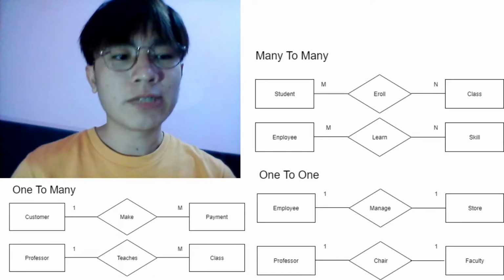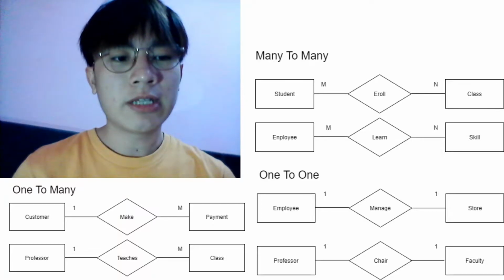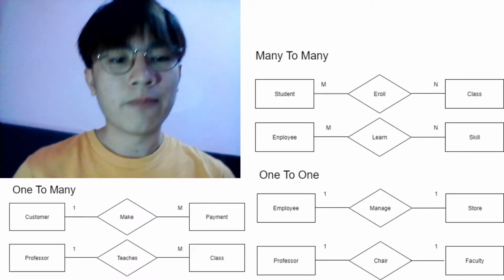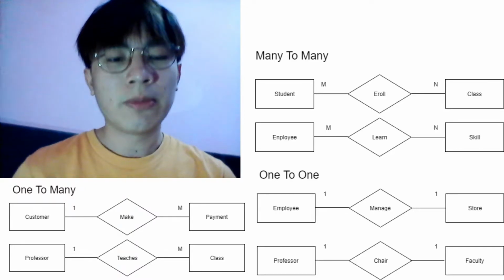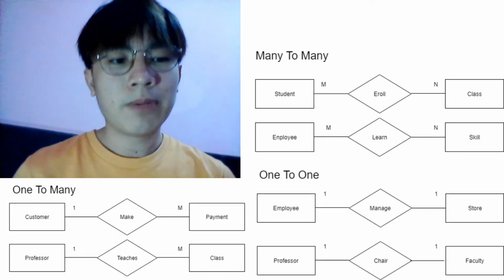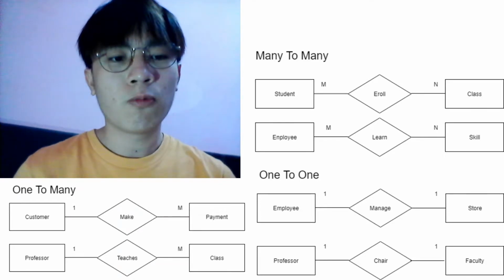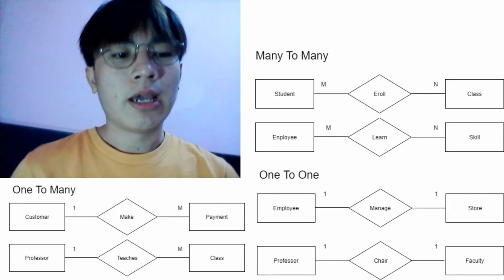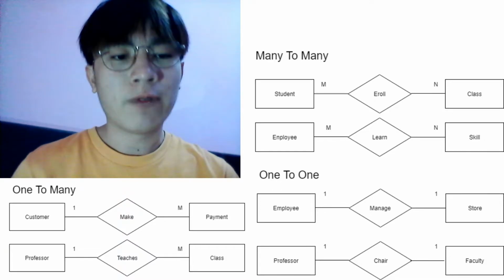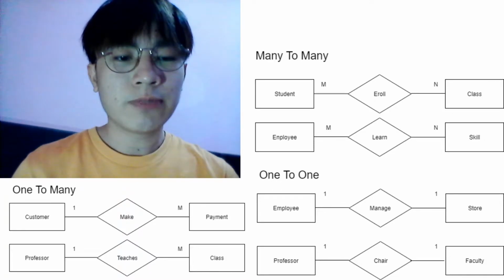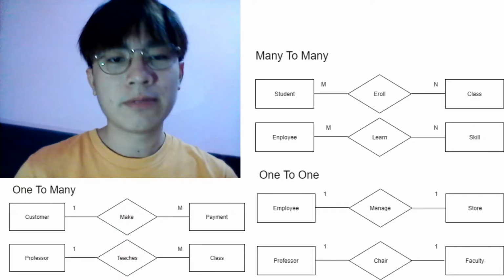And the last one is the one-to-one relationship. In a relational database, a one-to-one relationship exists when one row in a table may be linked with only one row in another table, and vice versa. It is important to note that a one-to-one relationship is not a property of the data, but rather of the relationship itself. For example, an employee can manage one store, and each store is only managed by that employee. And a professor can chair a faculty, but each faculty is only chaired by that professor.